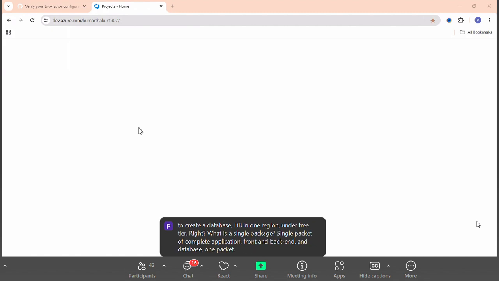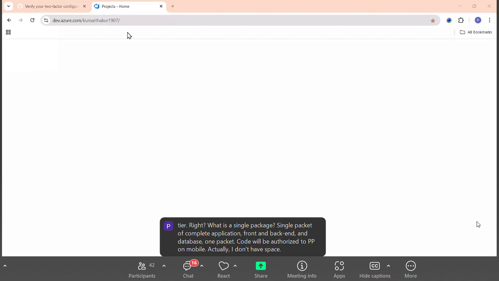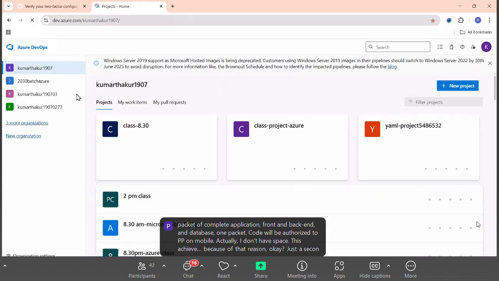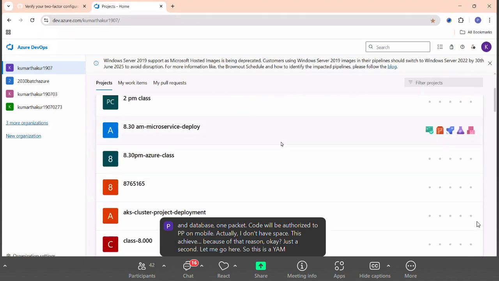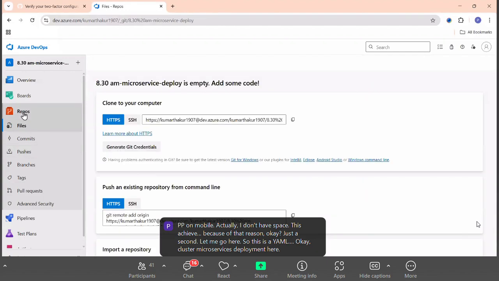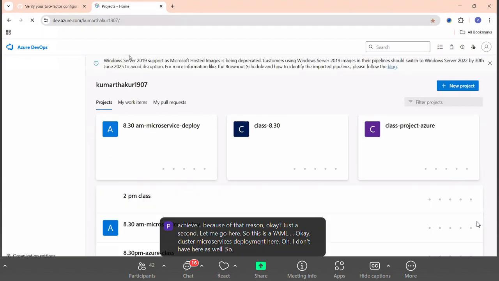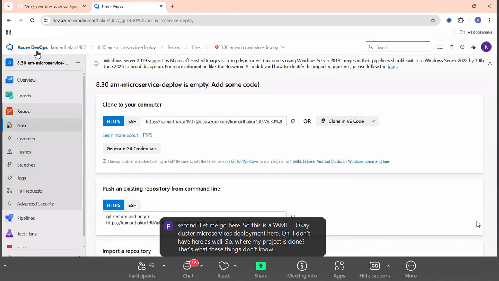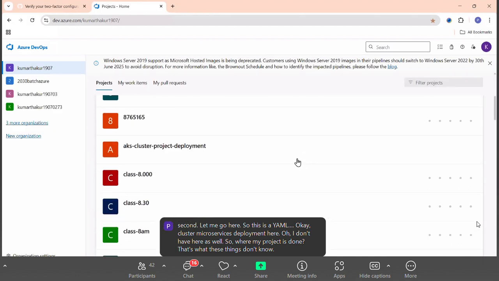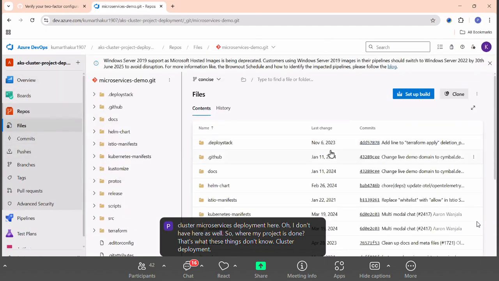Code will be authorized on the app on mobile. Actually, I don't have space, because of that reason. Okay, just a second. Let me go here. So this is a YAML. Okay, cluster microservices deployment here. Oh, I don't have it here as well. So where is my project then? Services don't have plus, AKS cluster deployment. Oh, yes, I got it finally.